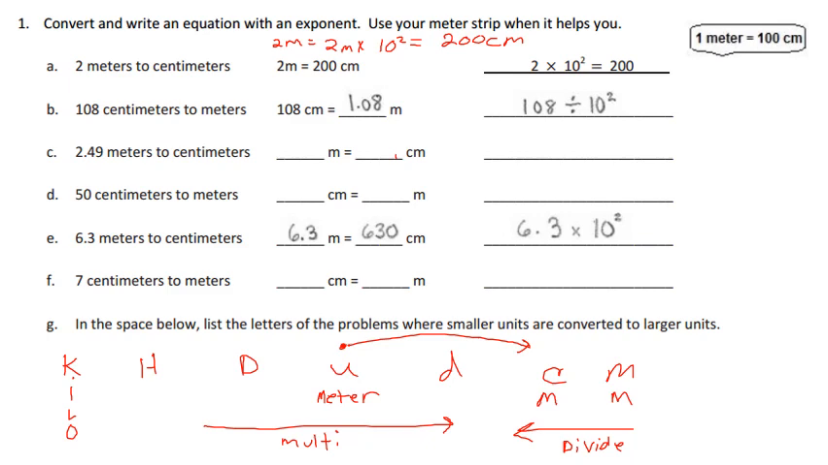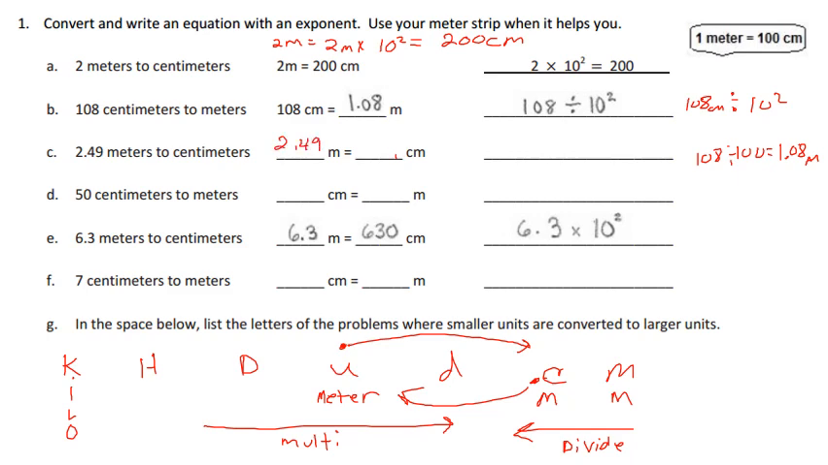For the second one, it says 108 centimeters to meters. So on this one, we're going from centimeters over to meters. So we're going from right to left, which is division. So I'd have 108 centimeters, and we're dividing, and it's 2 positions from centimeters to meters, so it'd be 10 to the second. So you have 108 divided by 100, which we know would cause the decimal place to move 2 positions to the left, which would be 1.08 meters.